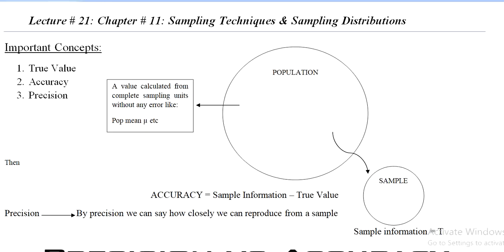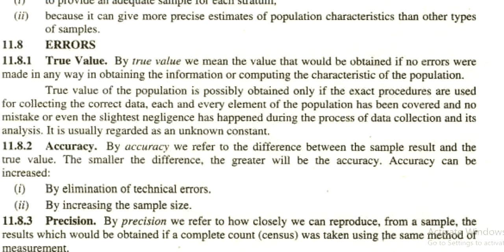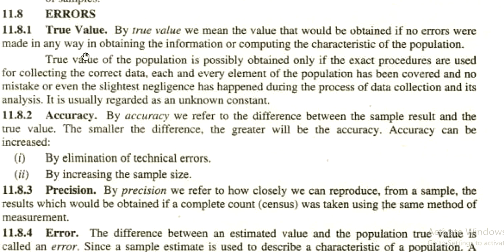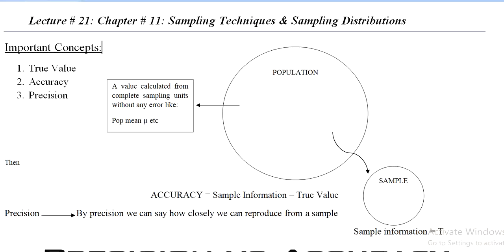Before explaining it, I am starting by reading it through your textbook. True value. By true value, we mean the value that would be obtained if no errors were made in any way in obtaining the information or computing the characteristic of the population. So, the true value of the population is possibly obtained only if the exact procedures are used for collecting the correct data.